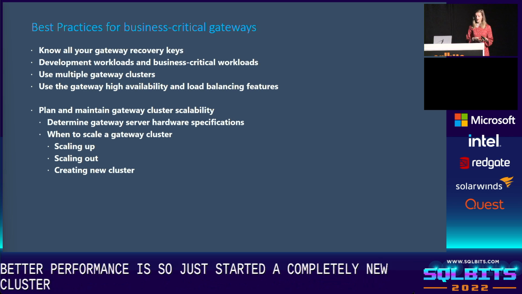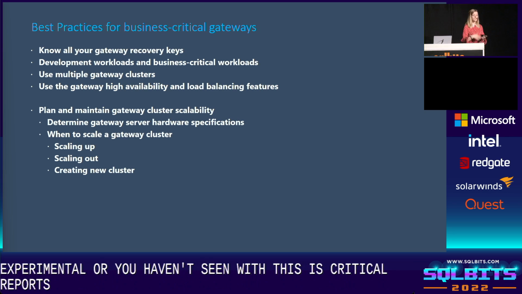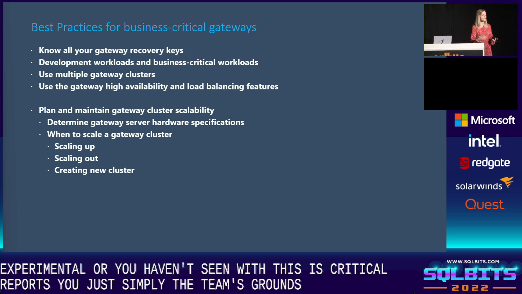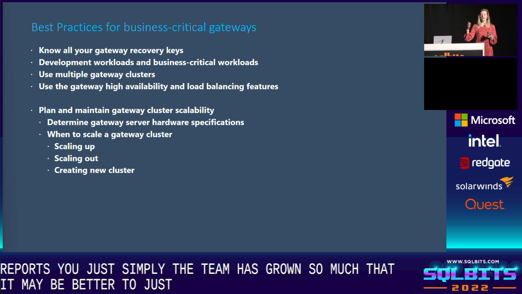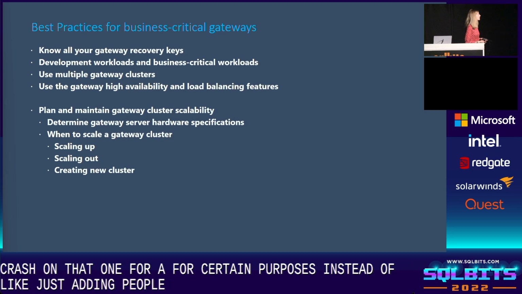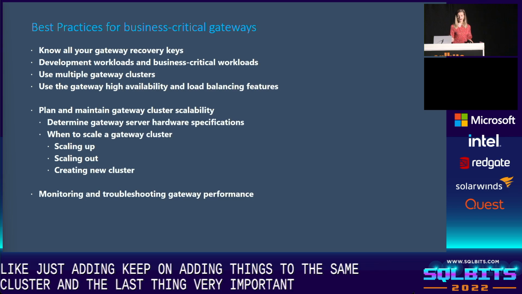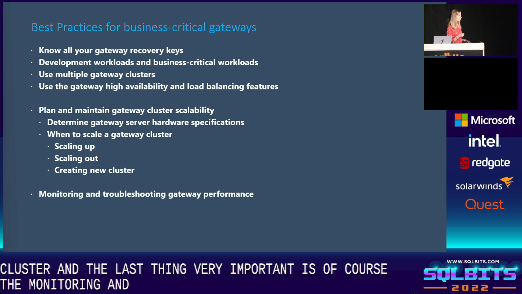So if you know there is a team that is really experimental, or you have a team with business critical reports, or the team has grown so much that it's maybe better to just add a new cluster and start fresh on that one for certain purposes, instead of just keep on adding things to the same cluster. And the last thing, very important, is of course the monitoring and troubleshooting of the gateway performance.